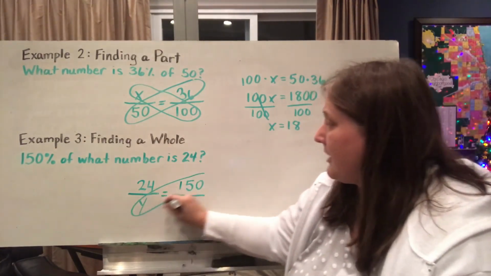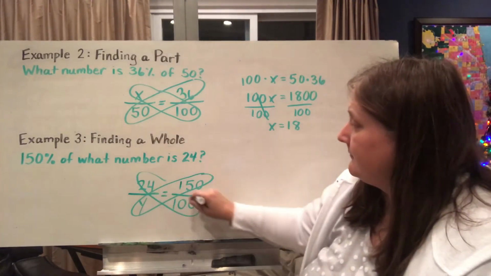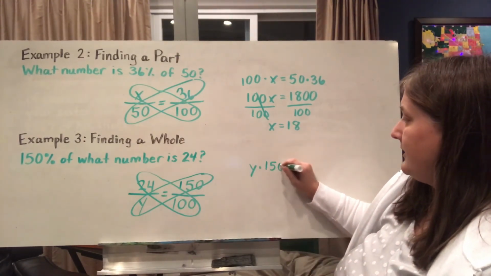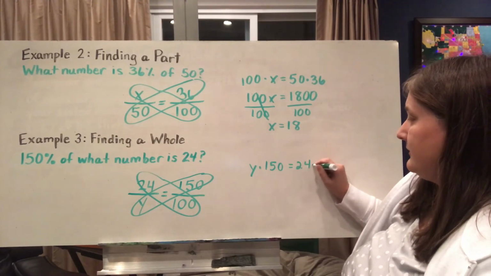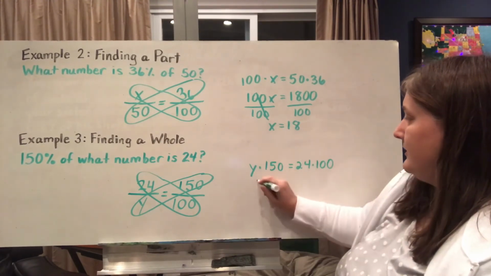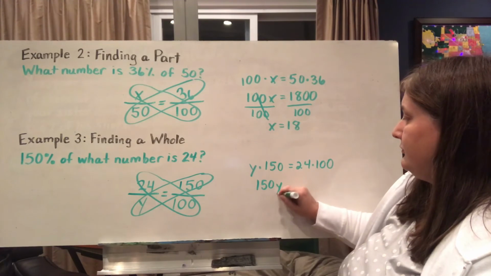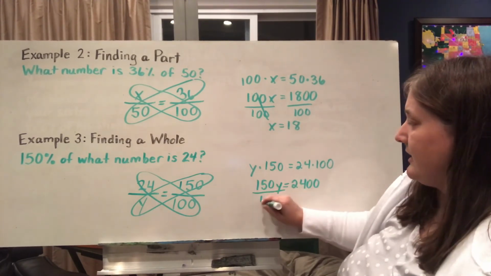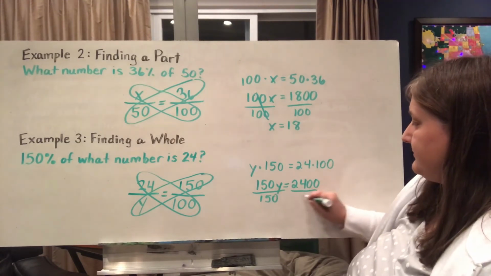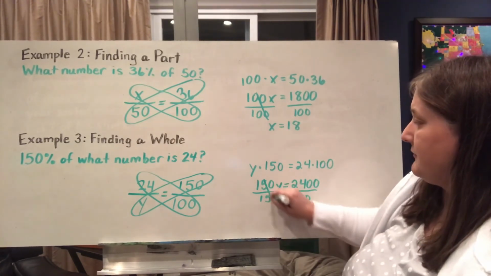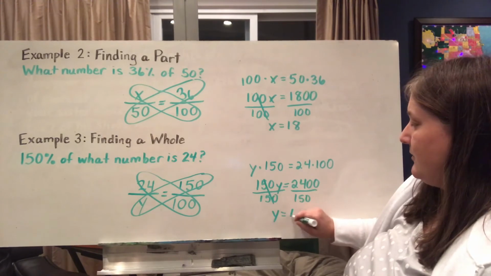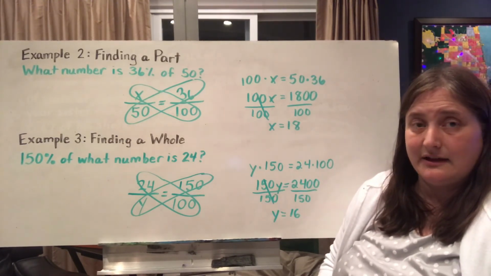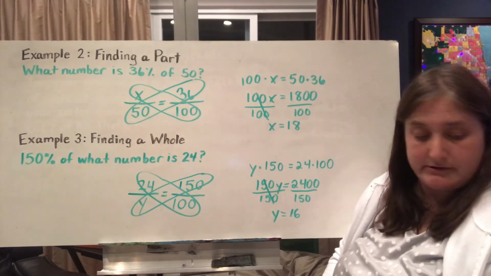So I'm going to use my cross products again. So y times 150 equals 24 times 100. So 150y equals 2,400. If I divide both sides by 150 to solve for y, I find that y is 16. So if I get 24 out of 16, I'm at 150%.